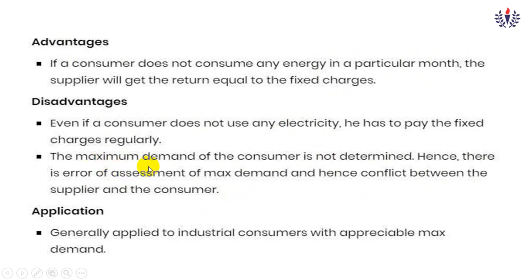So here, each consumer has a different maximum demand. For example, in a small scale industry, I will have one maximum demand. In case of a large scale industry, that will have another maximum demand. So it cannot be matched. So what is the application? It is generally applied to industrial consumers with appreciable maximum demand, that we know already.